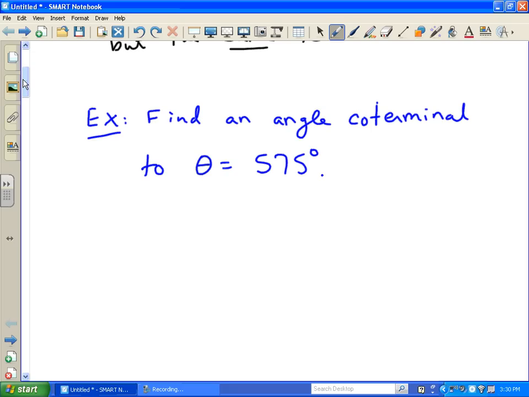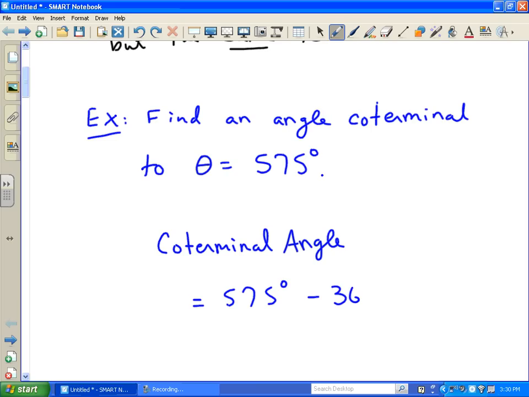So to find a coterminal angle, we will use the 575 degrees first, and we will subtract off 360 degrees. Okay, if we do that, we take 575 and we subtract off 360 degrees. That gives us 215 degrees. 215 degrees is the angle coterminal to the one that we originally were given.